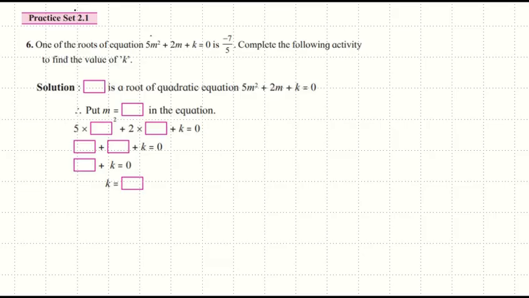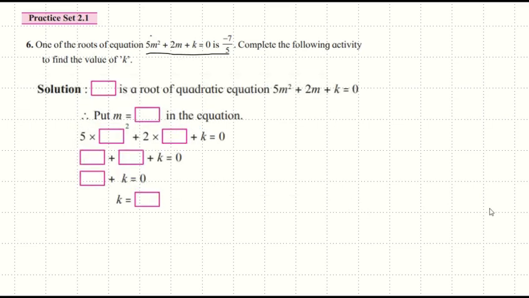Moving on to question number 6 of practice set 2.1. The question is: one of the roots of equation 5m square plus 2m plus k is equal to 0 is minus 7 upon 5. We know that minus 7 upon 5 is the root of the equation. It is already given in the question. Complete the following activity to find the value of k. We need to find the value of k.